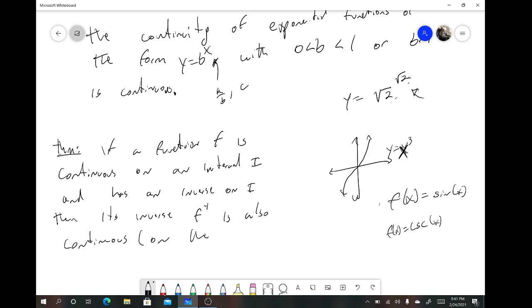and this is on the interval containing the points of f of x where x is in the interval I.